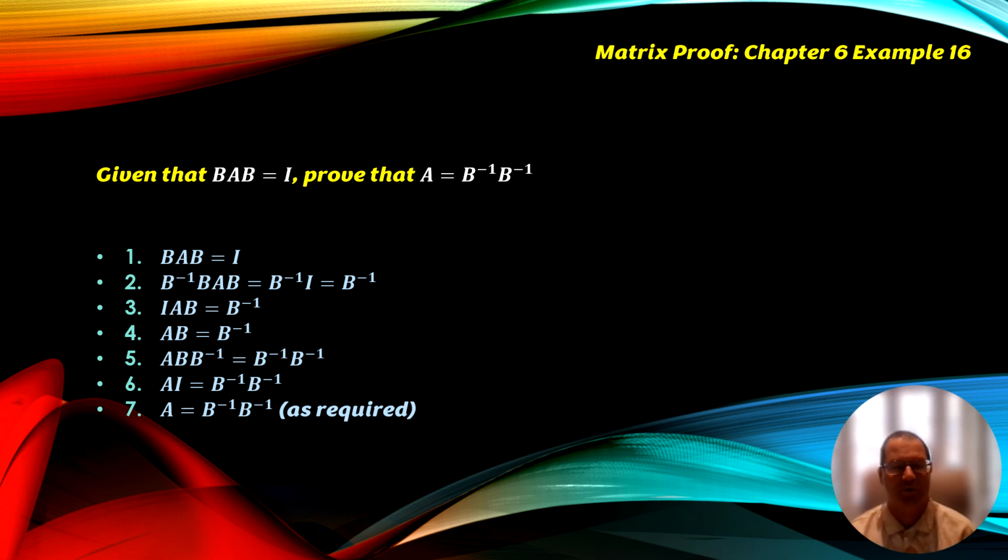And then we post-multiply by B minus 1. So in step 5, we've got AB B minus 1 is equal to B minus 1 B minus 1. On the left-hand side, B B minus 1 is I. So we have AI is equal to B minus 1 B minus 1, which in turn means that A is equal to B minus 1 B minus 1 as required.